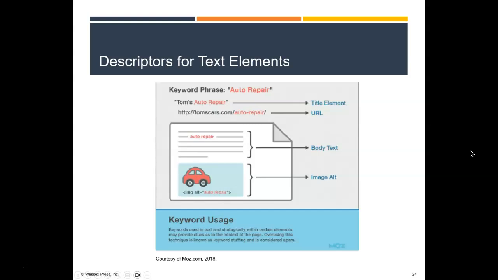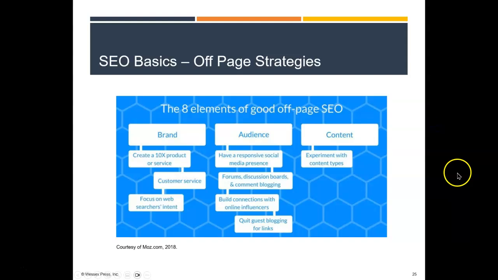Descriptors for text elements. You need keyword phrases. Like if you're going to look for tires, maybe you want to look for spare tires, car tires or truck tires, or tire treads. However it could make your tire shop be seen is how you want to make the keywords appear, on the keywords that you choose.